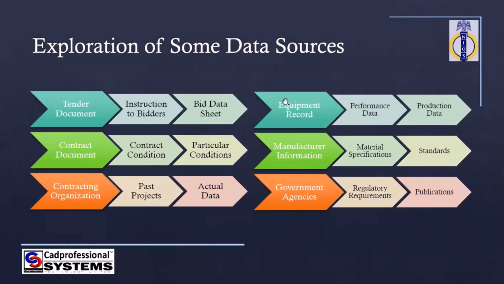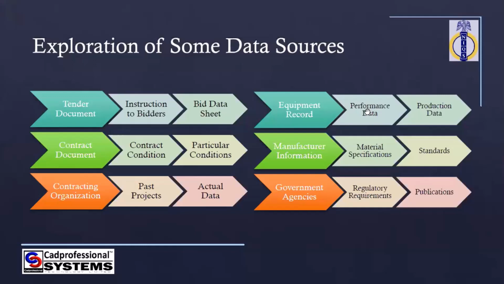Then we have the ones that come from your equipment. Suffice to say that it's not only equipment that is supposed to be here. We're also supposed to have the ones that come from labor organizations, since we're talking about construction resources. The ones that come from equipment most likely will be coming in the form of performance data.